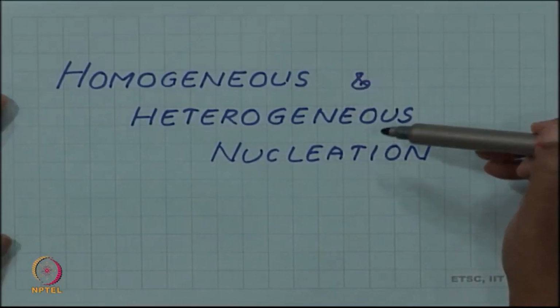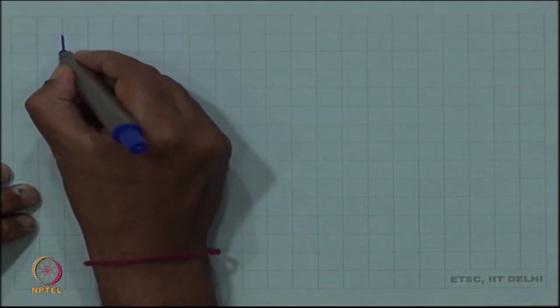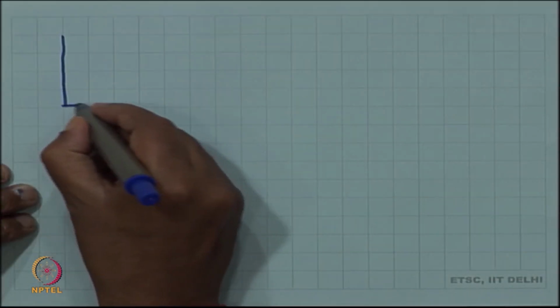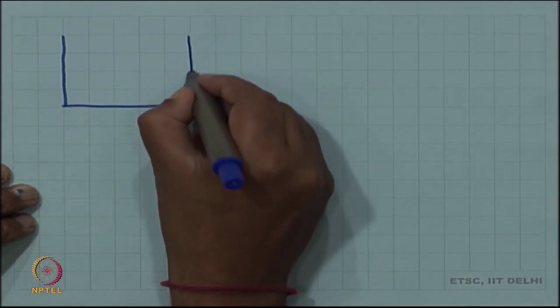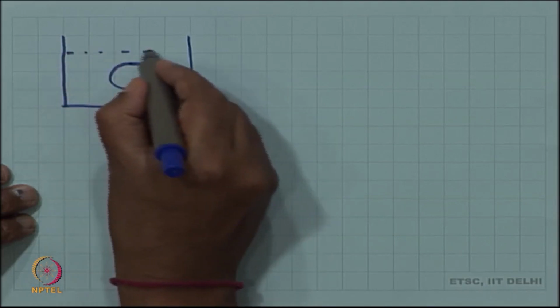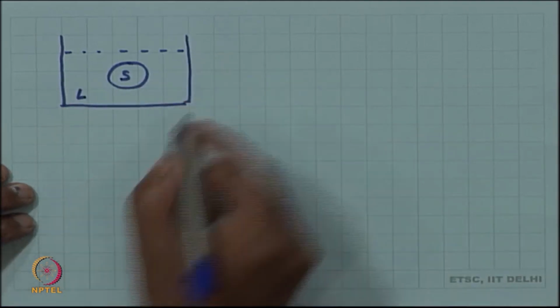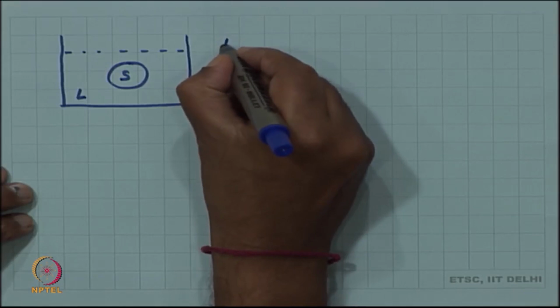We are discussing the topic of phase transformation, and we discussed nucleation in particular. There are two kinds of nucleation, homogeneous and heterogeneous nucleation. I did not mention this before, but let us discuss this. What we have been discussing till now is the formation of a solid nucleus inside a liquid. This is an example of homogeneous nucleation.